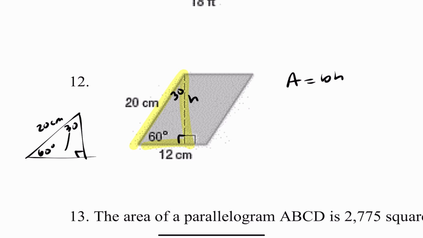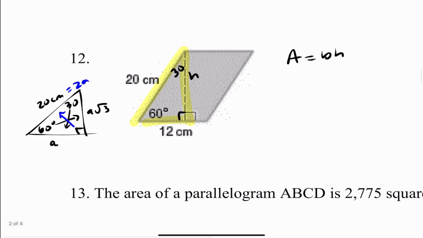I'm going to say across from 30 degrees, this is A. Across from 60 degrees, that's A root 3. And then across from the 90-degree angle here, 2A. All right, there you go. That's 2A. If this is 2A equals 20 centimeters, then that means that A is equal to 10. So let's do the algebra. We have 2A equals 20 centimeters. I'm going to divide both sides by 2 here. A is equal to 10. So that means that this side here is 10, and then the height is 10 root 3.